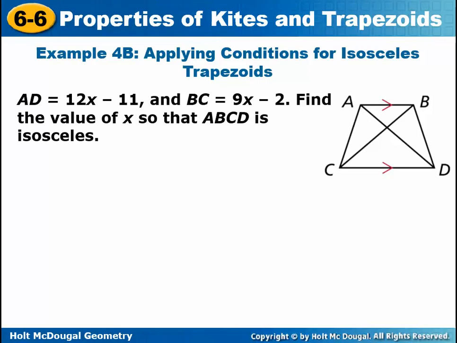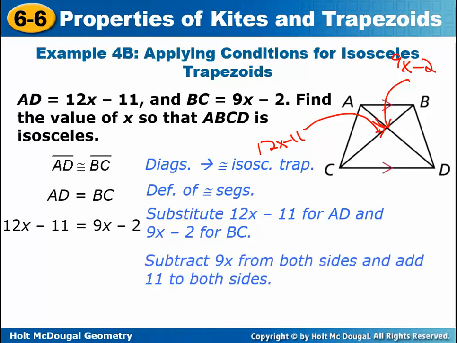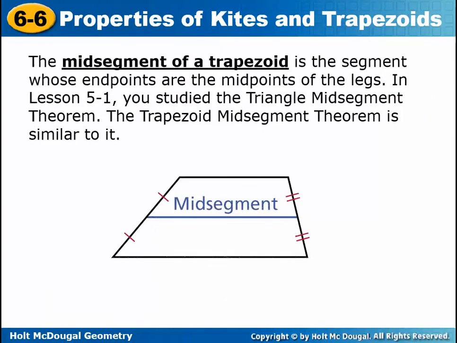All right, here's an example where they have given AD, that's a diagonal, is 12x minus 11. That's this diagonal. And BC, they're giving us the other diagonal, is 9x minus 2. Now in an isosceles trapezoid, the diagonals are equal to each other. So we want to show that it's going to be isosceles at a certain point. So you'll set those two expressions equal to each other. Solve for x. You get x equals 3, and that's the value of x at which this would be isosceles. So if x is 3, you have an isosceles trapezoid.